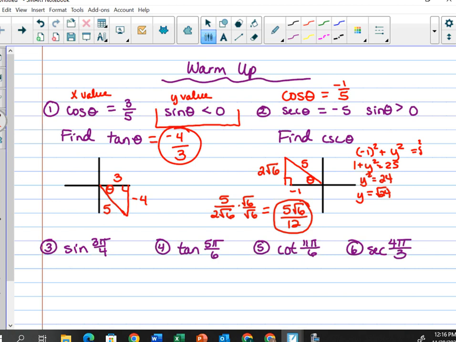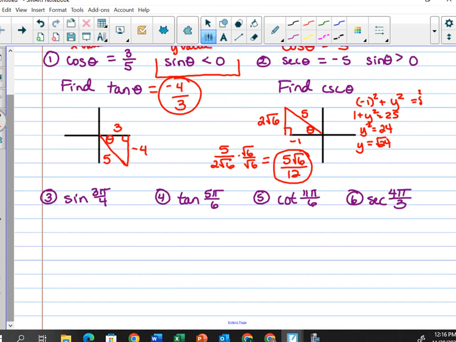All right, other questions on 1 or 2? Okay. Let's go through 3, 4, 5, and 6. And guys, I'll show you the shortcuts for these today too. What did you get for sine of 3 pi over 4? Yes, root 2 over 2. Tangent of 5 pi over 6.